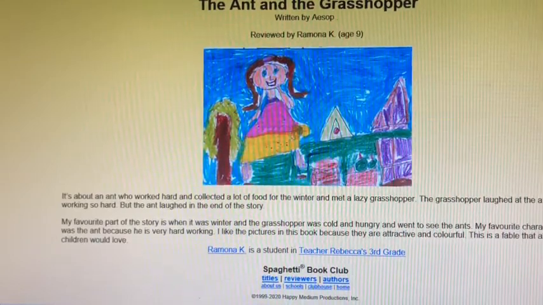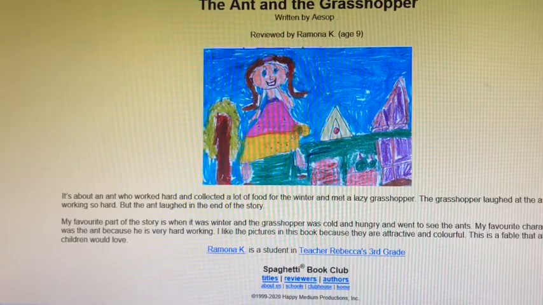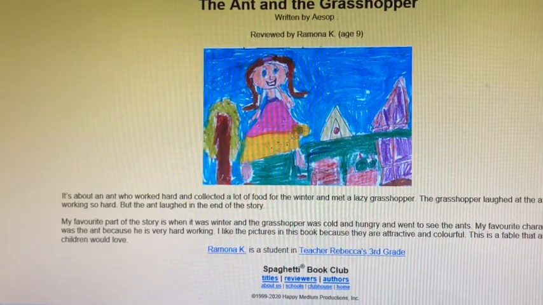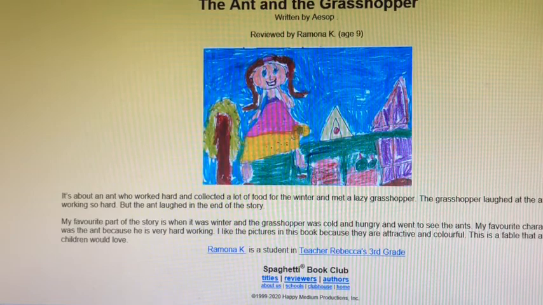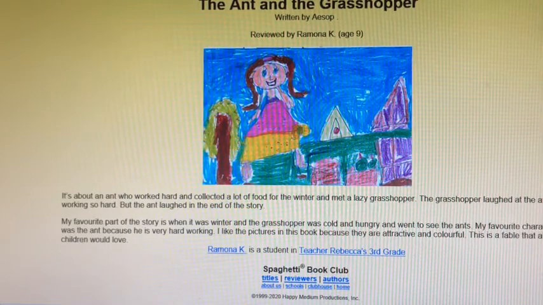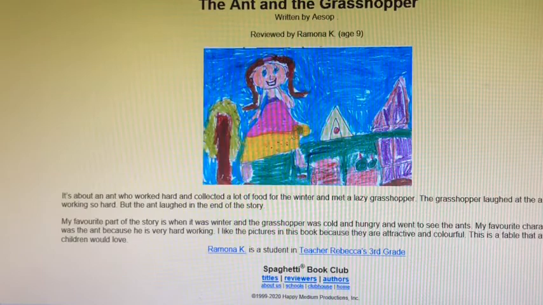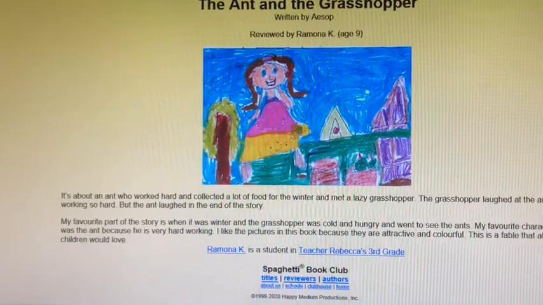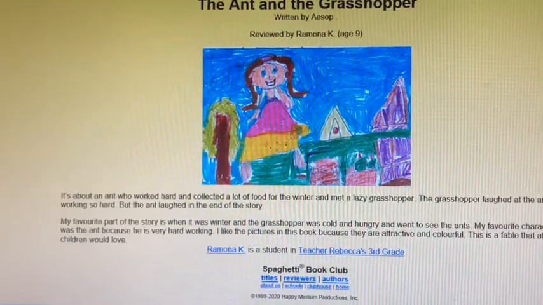My favourite part of the story is when it was winter and the grasshopper was cold and hungry and went to see the ants. My favourite character was the ant because he is very hard-working. I like the pictures in the book because they are attractive and colourful. This is a fable that all children would love. And then you can see she ends with a recommendation. But we're going to take our book reviews a little bit further than this.